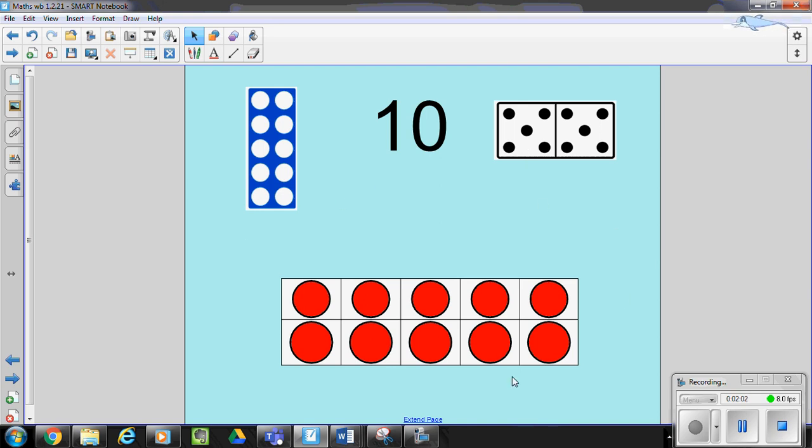Looking at our tens frame today, what do you notice about our tens frame? That's right, today our tens frame is full. Because we're looking at number 10, we have filled up our tens frame with 10 of our counters. So let's just check. 1, 2, 3, 4, 5, 6, 7, 8, 9, 10. So we've got 10 counters filling up our tens frame. 5 on the top and 5 more. So 10 is 5 and 5 more.